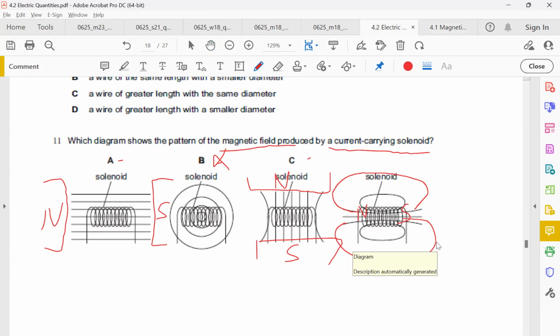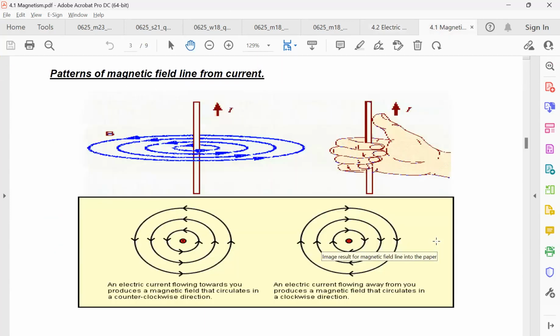Right hand, this one, right hand grip, right hand thumb. This thumb indicates the direction of current, guys. And these four fingers indicate the direction of the magnetic field, remember or not? For example, they will give you either X or dot. What does X mean again? The current is going in or out of the paper. Going into the paper like this. This one is going out of the paper when it's dot.